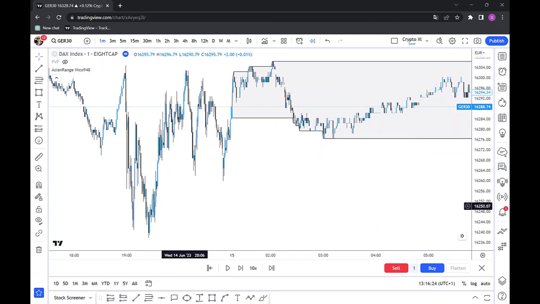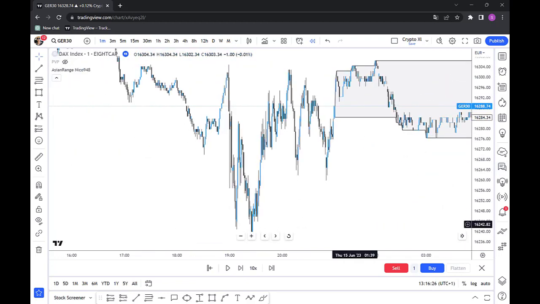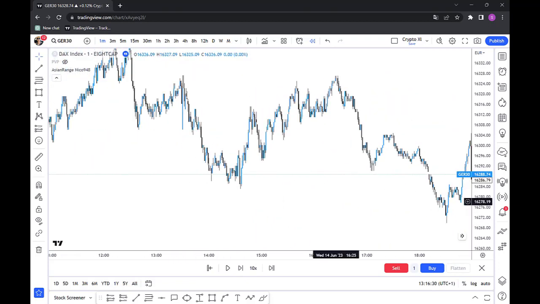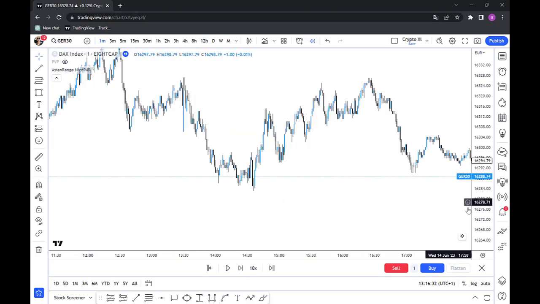And then let's see another example in the market. Let's see another example. It's full of examples here.